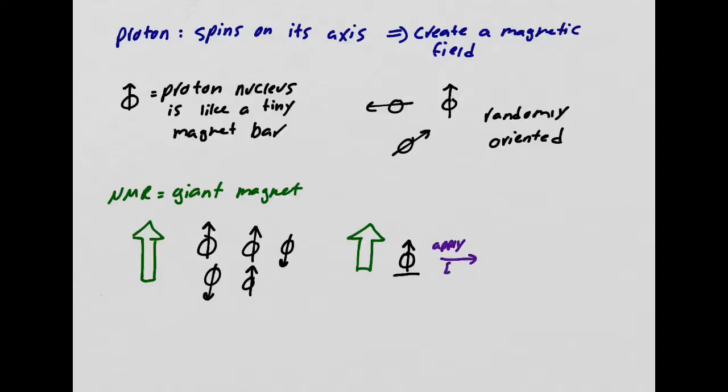We're going to apply energy, right? What kind of energy are we going to apply? Radio energy. It is going to absorb this radio energy, and then the spin is going to change. But remember, this is a lower energy. This would be a higher energy. This is a lower energy. This would be a higher energy.